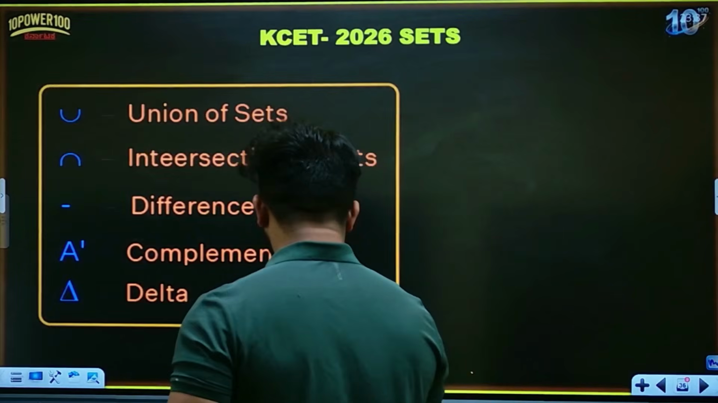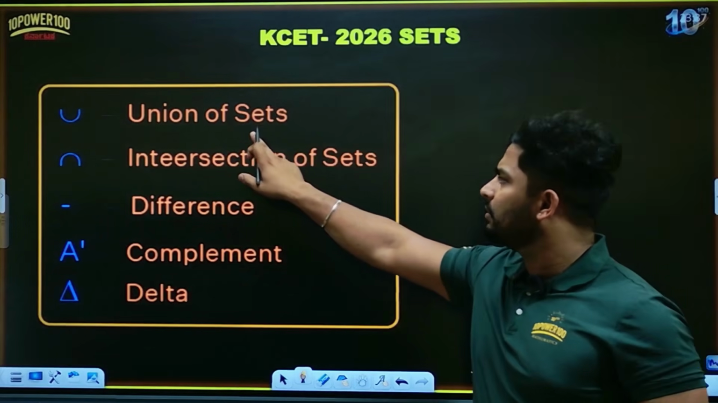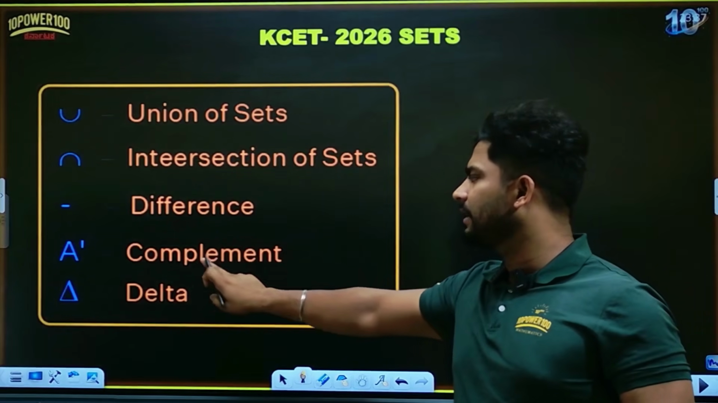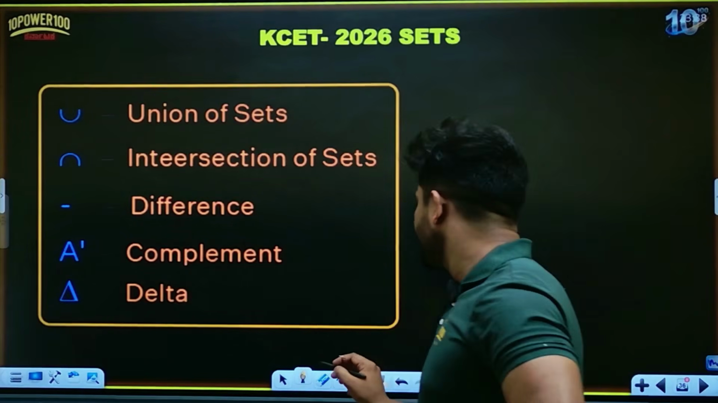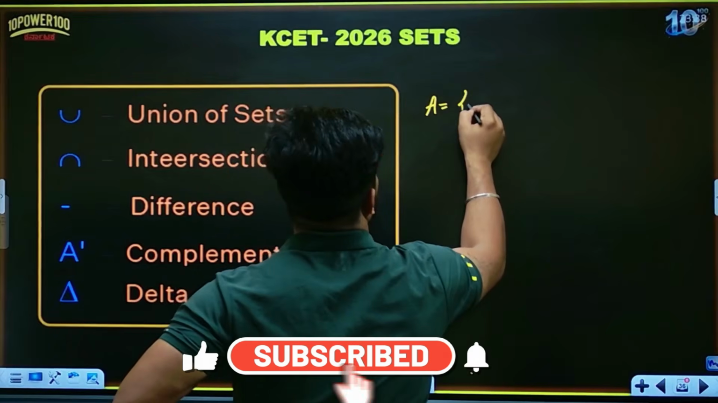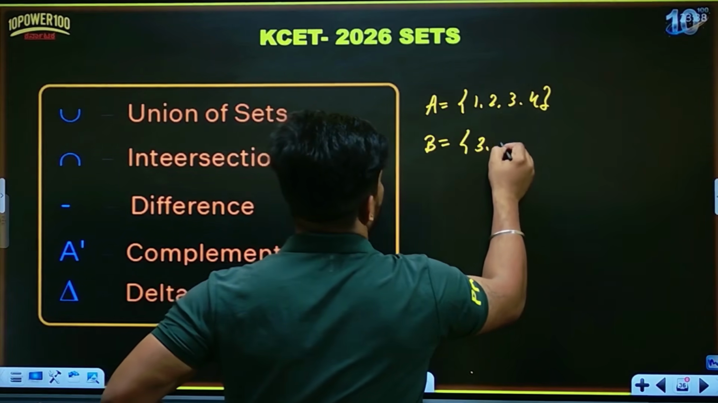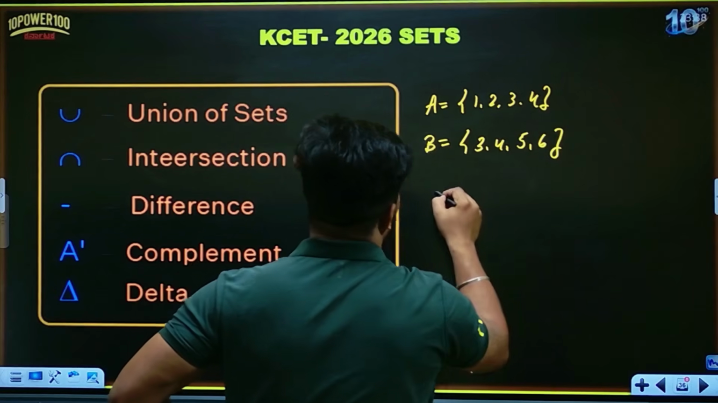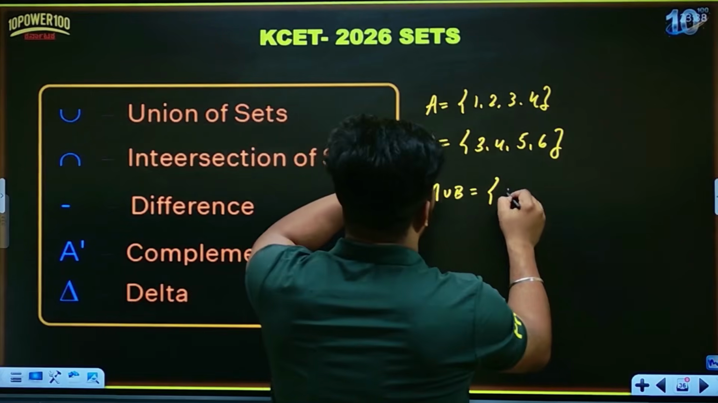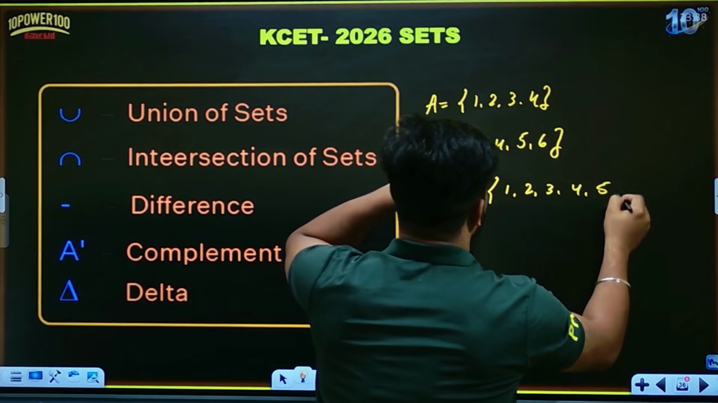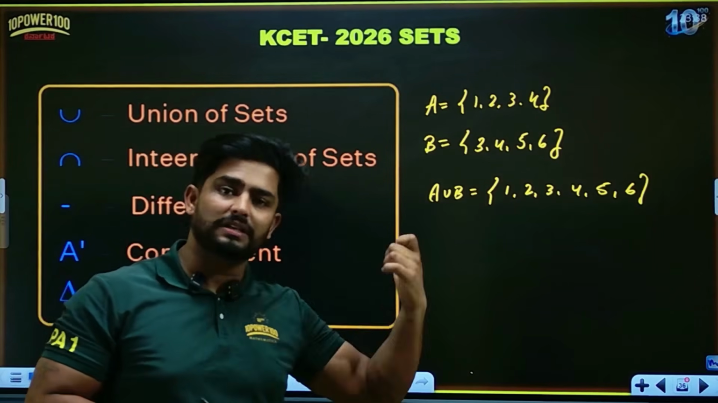As I said earlier, this is a very simple concept. We know that U means union, ∩ intersection, minus difference, A dash and the delta. Delta we won't use, but in the operations, I'll take an example. A is equal to 1 2 3 4, and B is equal to 3 4 5 6. Now if I have to find A union B, you know that it is simple, just add everything. So it is 1 2 3 4 5 6, correct? 3 and 4 are common, but we will not write them multiple times. In sets, elements are not repeated.